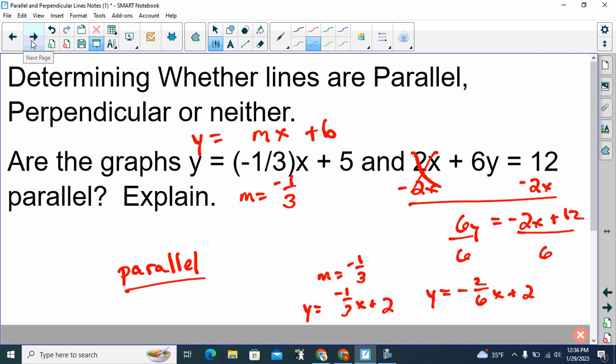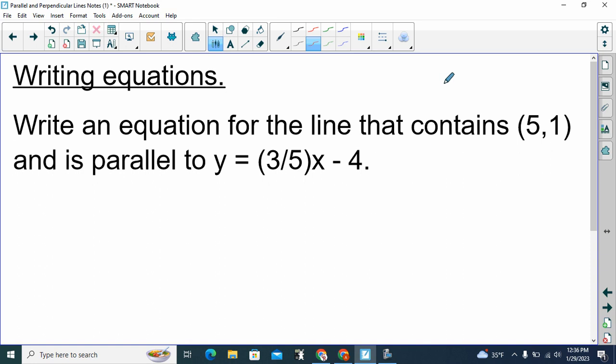The last couple examples are a little bit different. Instead of asking us, are the lines parallel or perpendicular or neither one? Now we're asked to write an equation that is parallel or perpendicular to the given line. So this one, it says, write an equation for the line that passes through the point 5, 1 and is parallel to y equals 3/5 x minus 4. We've done problems like this. It didn't say this and is parallel to. It said and has a slope of whatever. If I know a slope and a point, we can write an equation of a line.